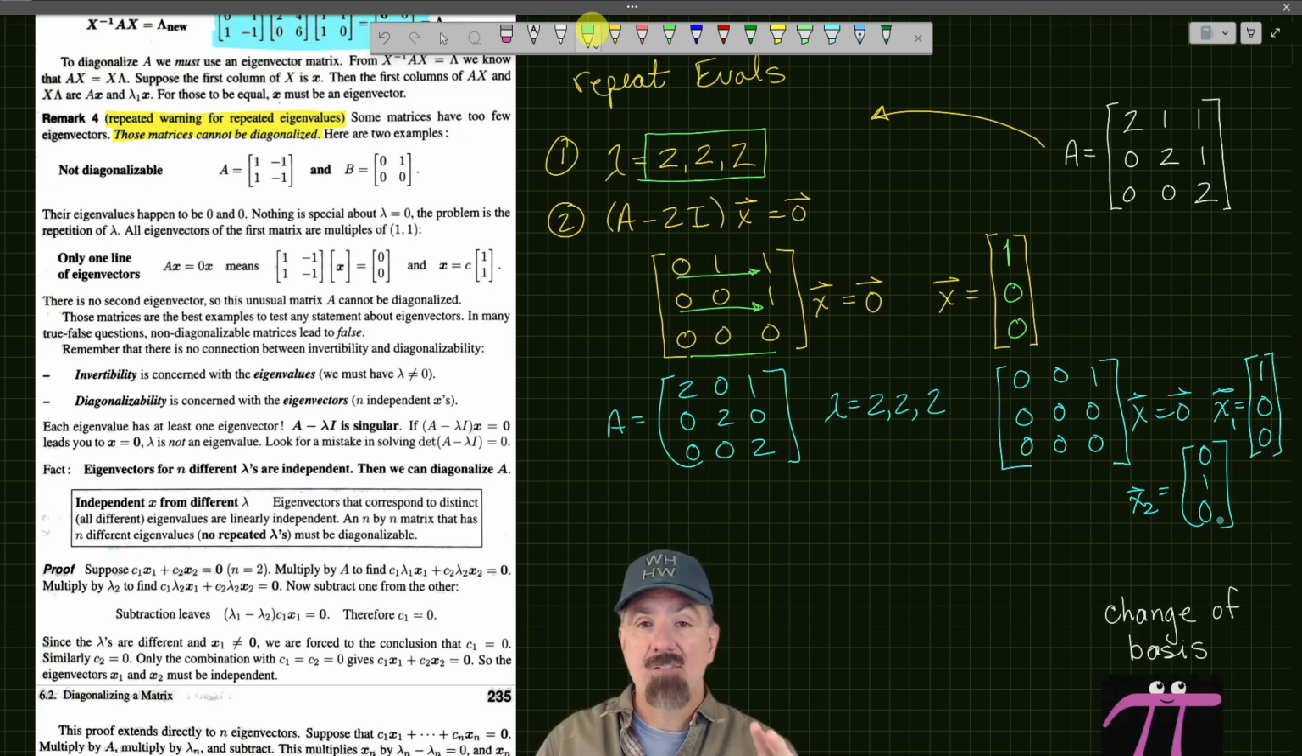This is what happens when I have repeated eigenvalues. We have the opportunity for a different type of situation than what we've been talking about.